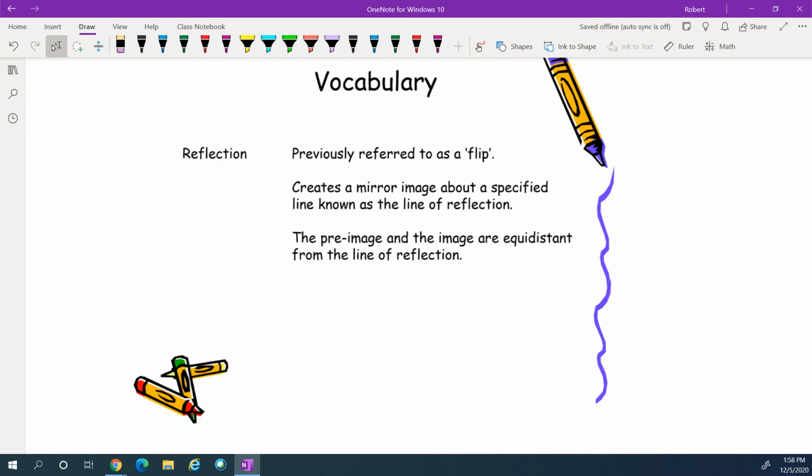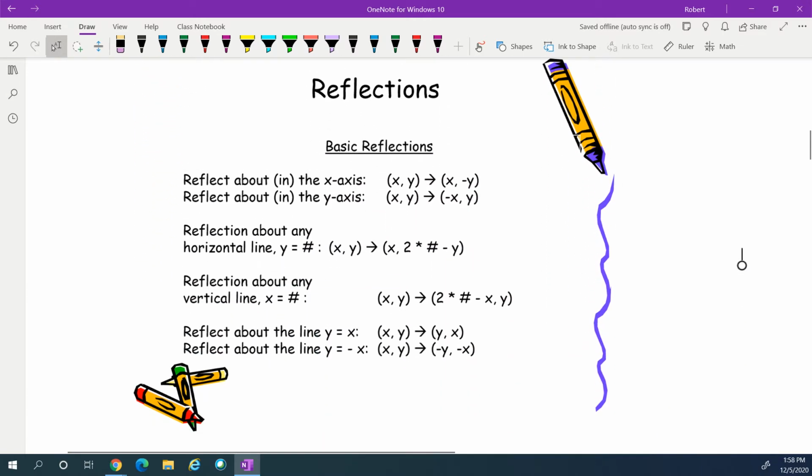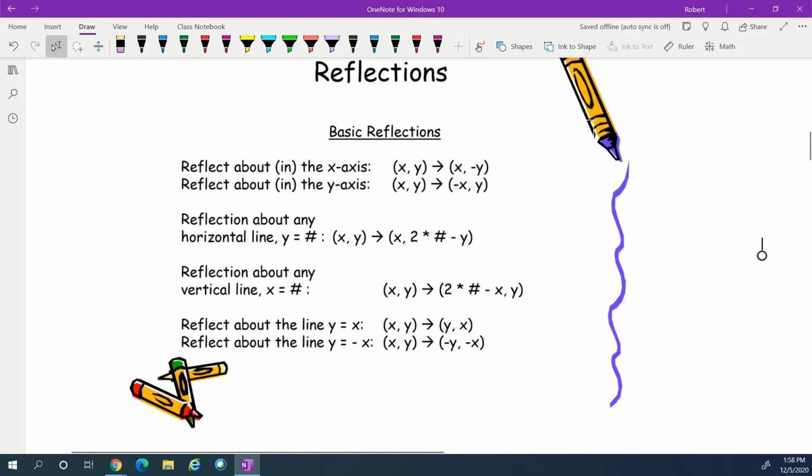Now we're going to focus on a few different ways of reflecting. There's six, and some of them I'm even going to say we're familiar with this map layout, this map format. So let's just look at these rules real quick.